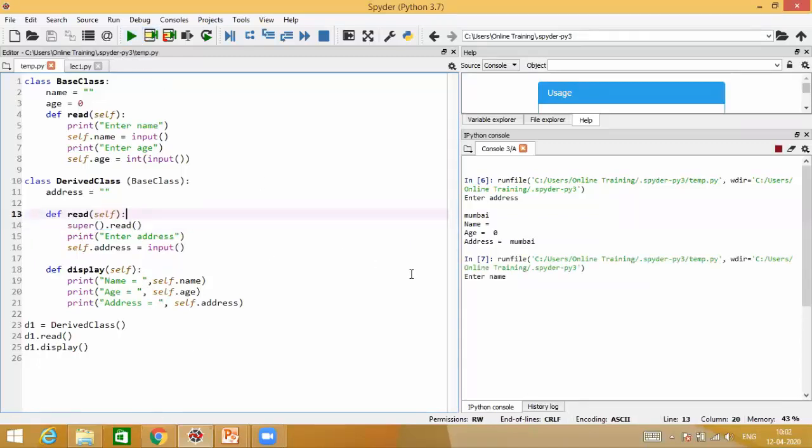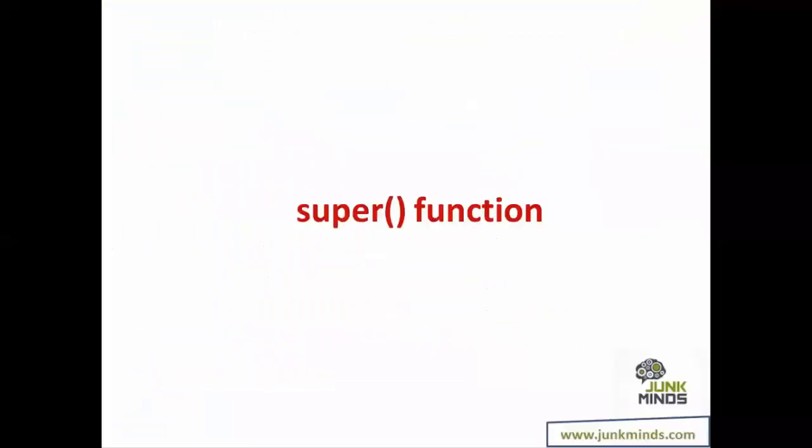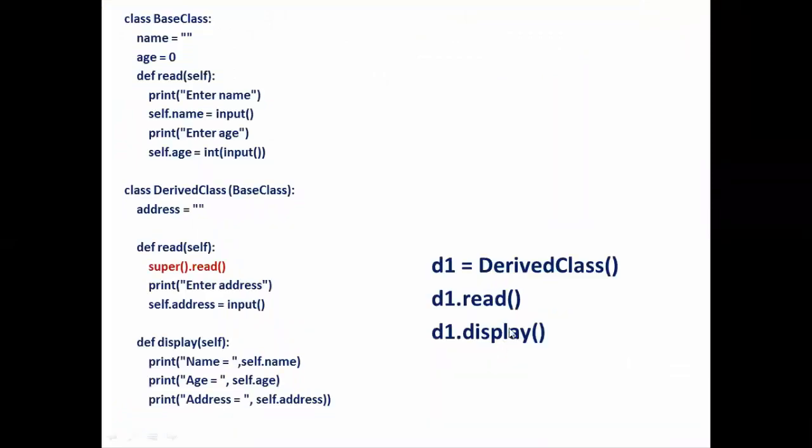Now when I run this program, it is asking me for the name. Now it is asking me for the age. Then it is asking me for address, and now I'll get my output. This is how it will work. All I need to do is add this one line, super.read. So super, when used in a derived class, will always refer to the base class. It's exactly the same program. I've just added one line.